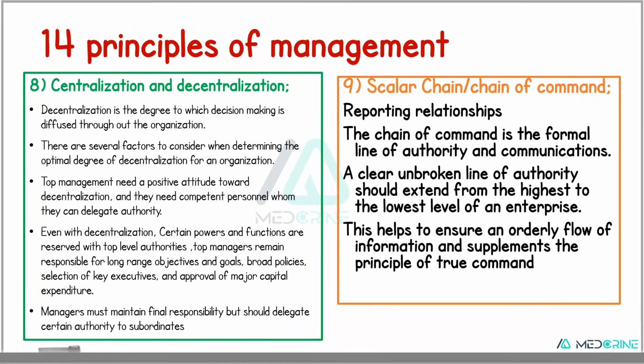Then principle number 8 is decentralization and centralization. Decentralization is the degree to which decision making is diffused throughout the organization. There are several factors for one to consider when determining the optimal degree of decentralization for an organization.